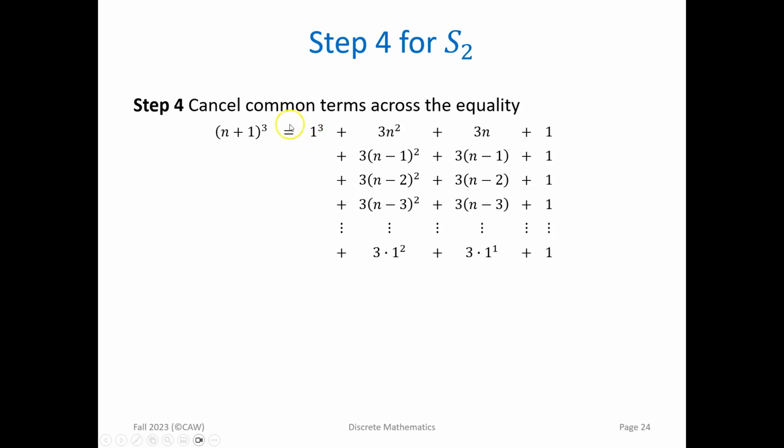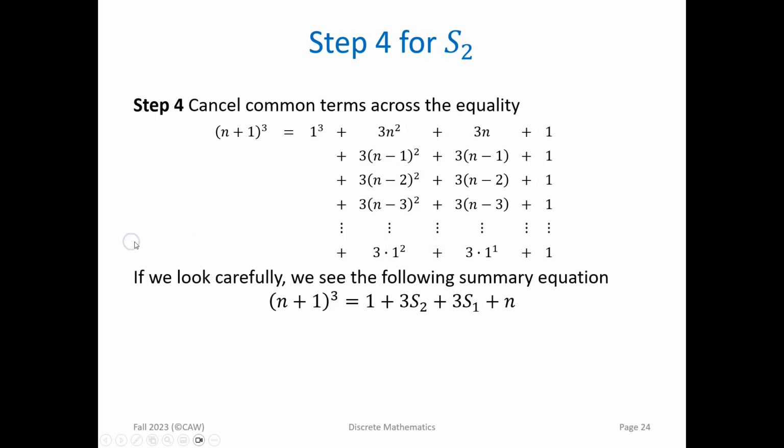And so here's what we have. We have n plus 1 cubed is equal to 1 cubed plus a pattern here. We have 3n squared plus 3n plus 1. Plus 3 times n minus 1 squared plus 3 times n minus 1 plus 1. You can see there's a pattern here that is following down these columns. And if you look carefully, you'll see that the following summary equation matches what we have above it.